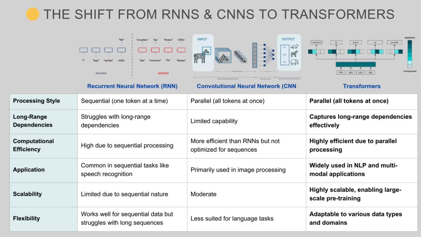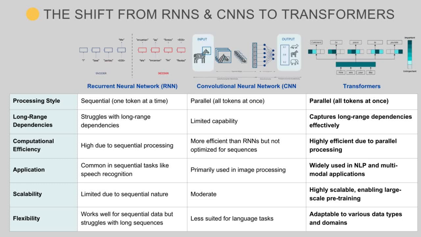RNNs also struggle to capture long-range dependencies in text, hindering their ability to learn from long sequences. Long-range dependencies means longer context window. Now, sequential processing makes RNNs computationally expensive, especially for long sequences.